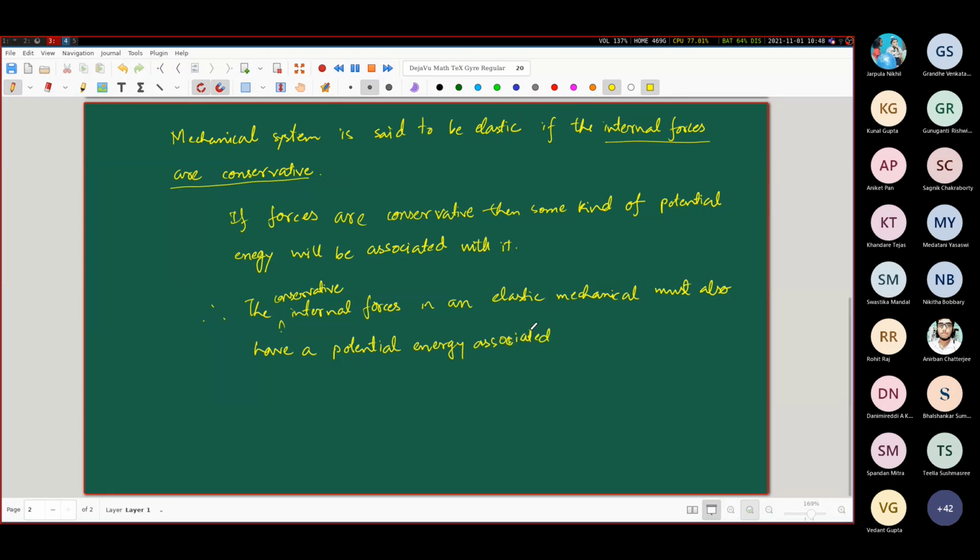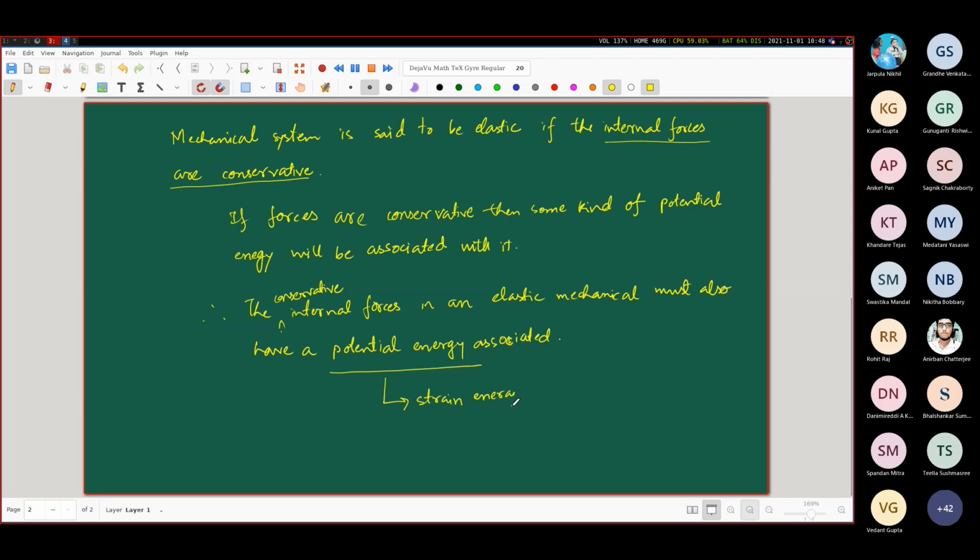Sorry about my bad handwriting. Okay. Must also have a potential energy associated. Now this potential energy associated with the conservative internal forces of an elastic system, that is what is referred to as the strain energy. That's all there is to it.